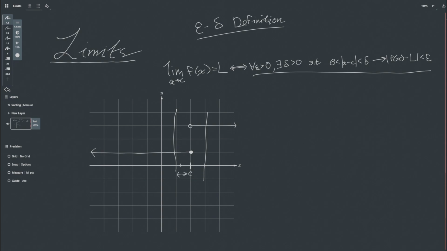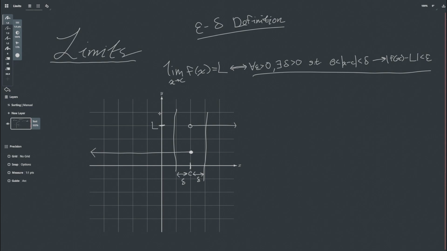And the distance between c and the left bound of these x values is equal to delta, and so is this right bound here. Let's say we want to see if the limit as x approaches c of this graph right here is equal to L. Let's say this y value right here is L, so this point.